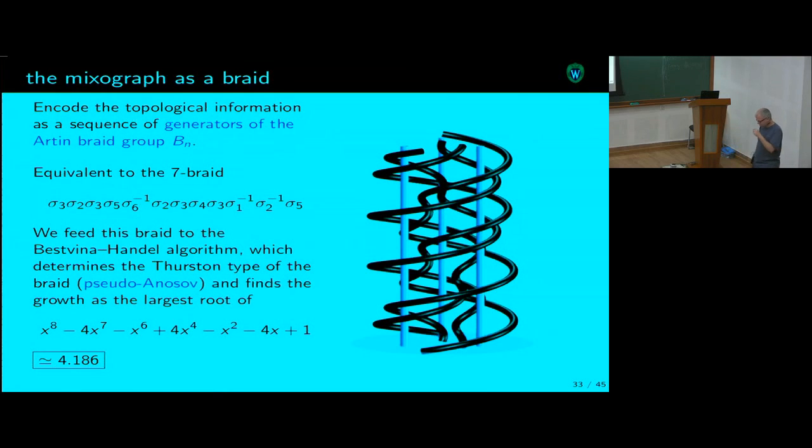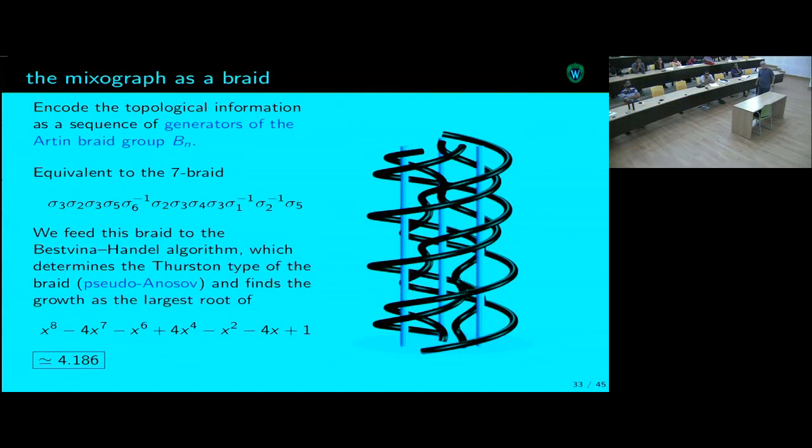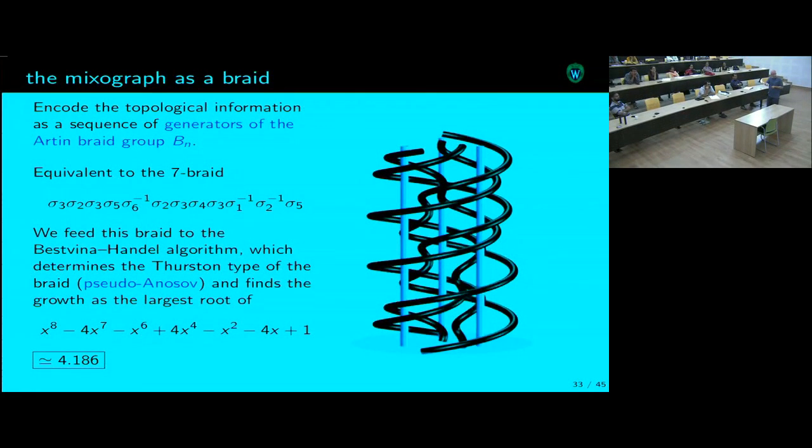Mladen Bestvina is, well, they're both famous surface dynamics people at Utah and at Northwestern. Oh, actually, I'm not sure he's at Northwestern. But anyways, you can prove that this thing is of the so-called pseudo-Anosov type. I'm not going to get into the mathematical details of this, but in this case, the expansion constant for this braid maker is the largest root of an 8th degree polynomial.